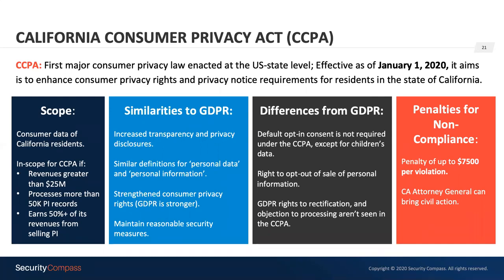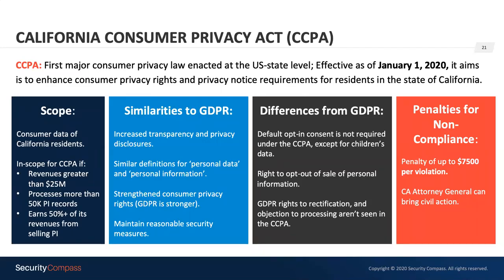Some similarities of the CCPA to the GDPR include increased transparency and privacy disclosures, strengthening privacy notices and privacy policies. They have a very similar definition of personal data, which is an EU term, and personal information, which is a North American term. And the definitions both relate to information about an identifiable individual or information that can be reasonably linked to an identifiable individual.